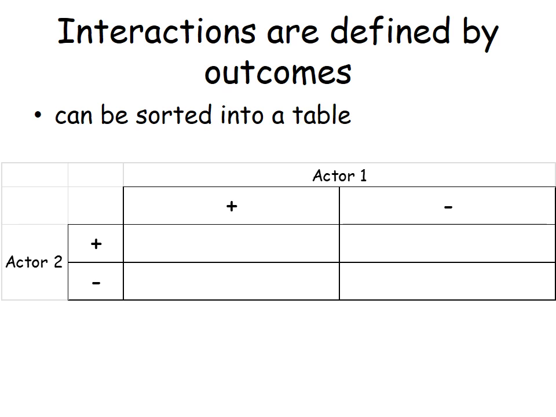So think of lots of examples. In class, we'll think of broad categories. What's a broad category of interactions that might be positive for both? What's a broad category of interaction that might be negative for both? We'll cover those more in class.